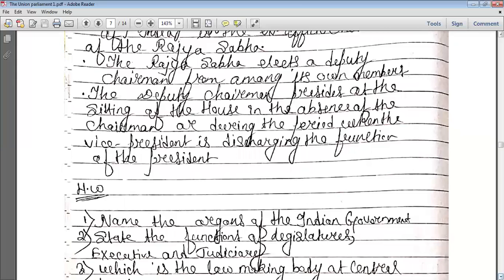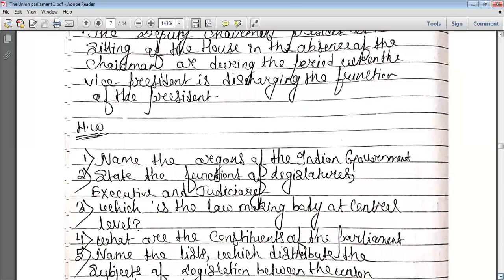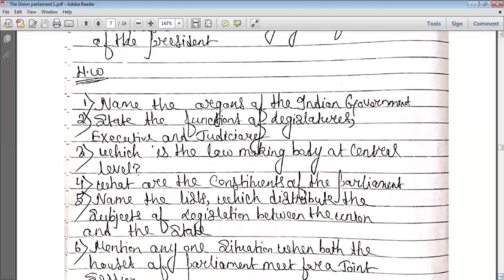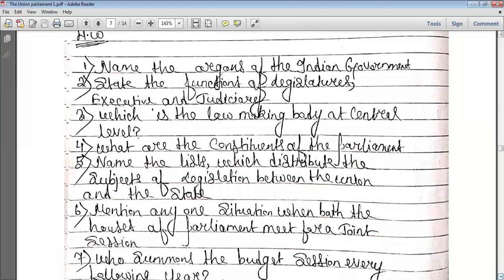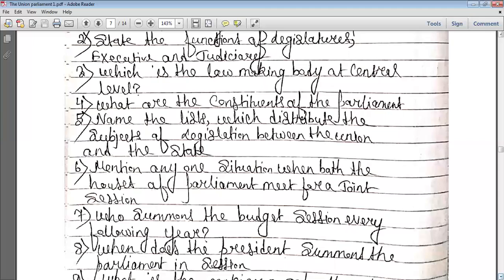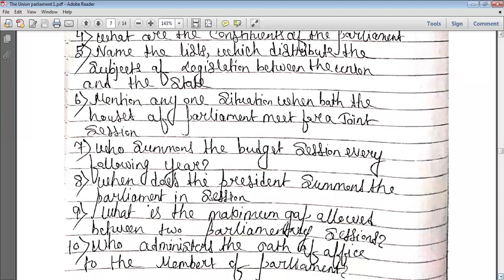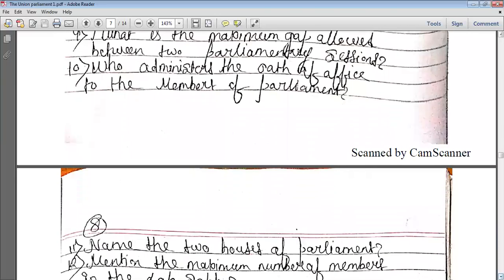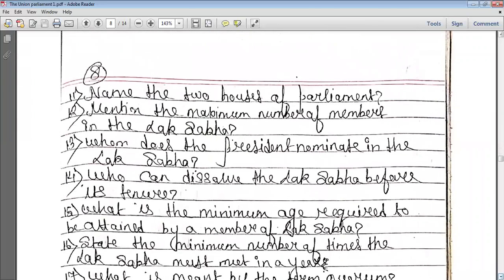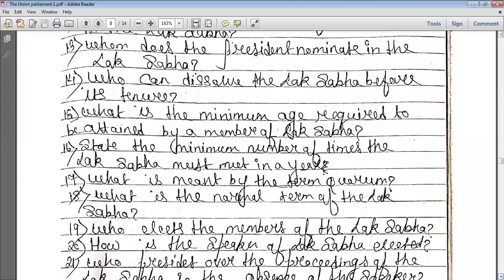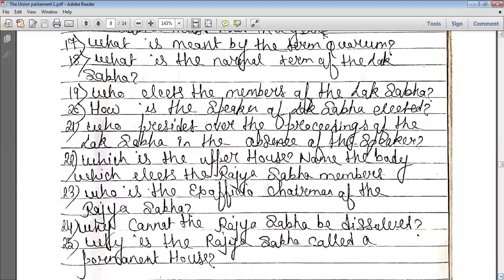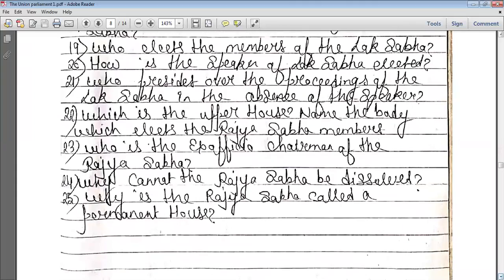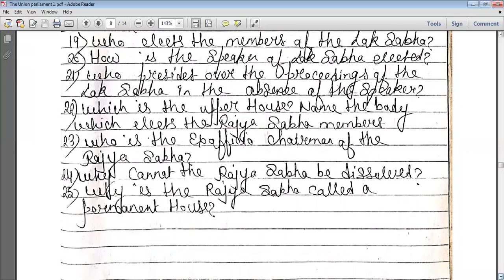So I have given some homework, and I've also given you that homework personally in your mobile text. This question you need to solve and show it to me by next class. See here, I have given a total of almost 25 questions from the Lok Sabha, Rajya Sabha and the Parliament.